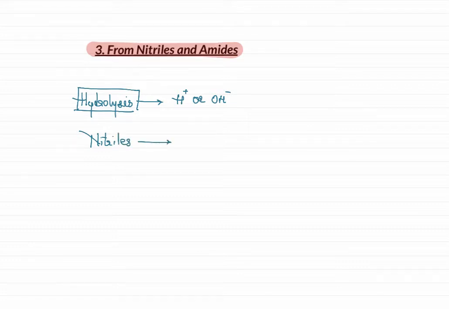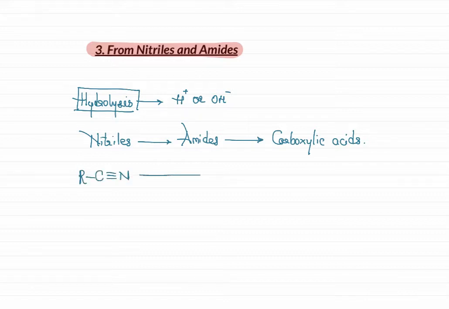Now, you must know that when you start with nitriles, they first of all get hydrolyzed to amides, and amides get further hydrolyzed to carboxylic acids. And I would give you a simple equation that you can start with RC triple bond N. Now you can perform your hydrolysis in presence of acid or base.